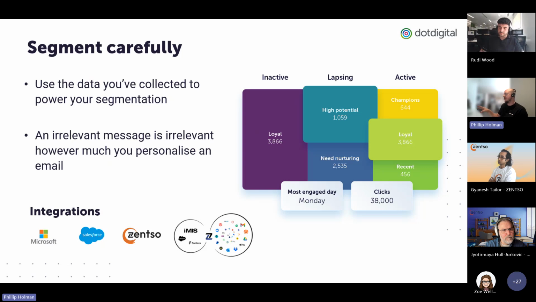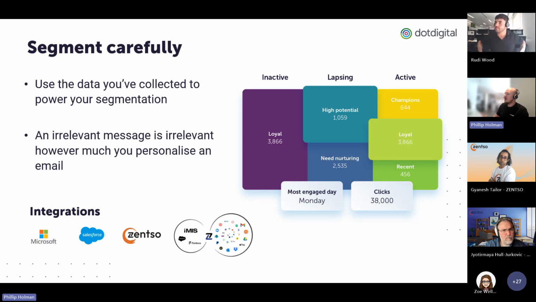So on the right-hand side, you can see here we've got recent, loyal, champions, need nurturing, high potential. So we could really quickly and easily surface some low-hanging fruit that you can send campaigns to, and then you're segmenting automatically. You're treating that person in the way that they want to be treated.